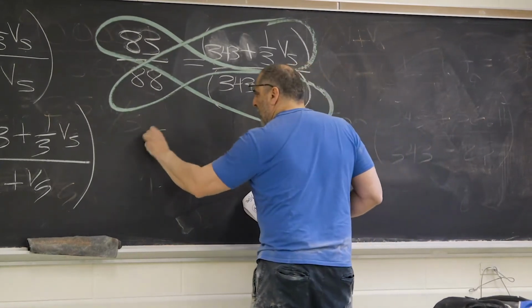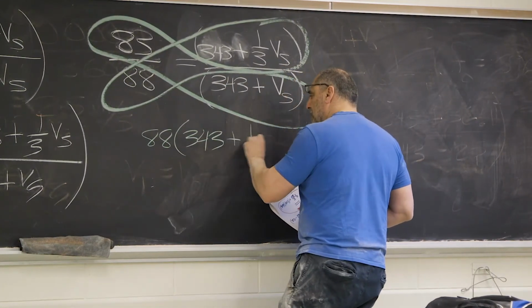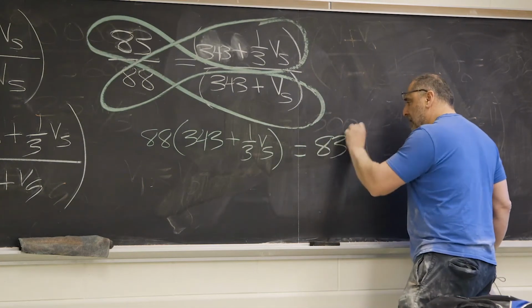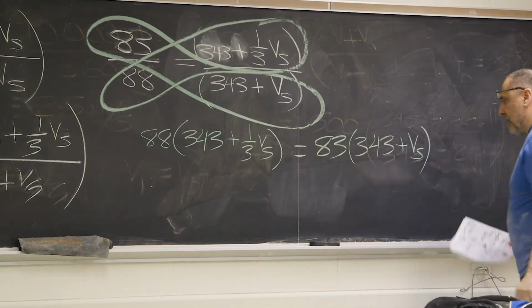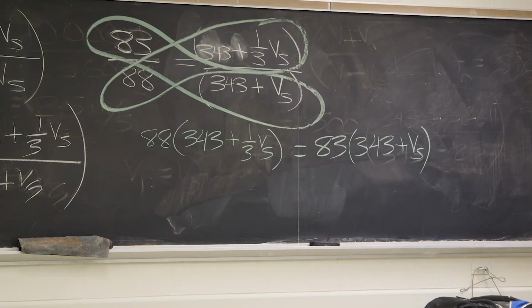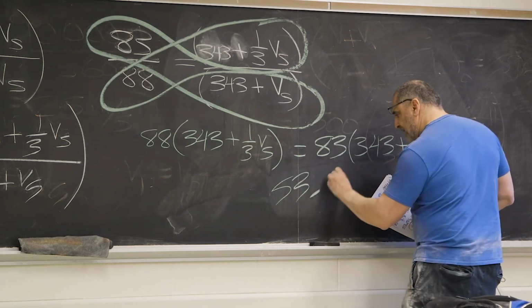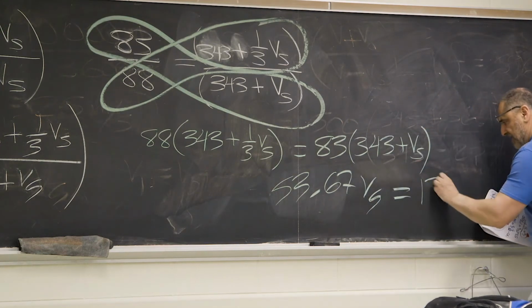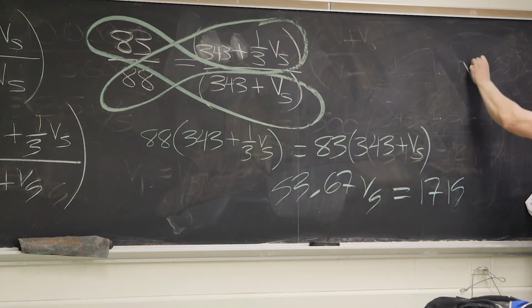Take the 88, multiply across. Take the 83, multiply across. Kick it around all kinds of ways you want to kick it around, and it's going to be 53.67 VS equals 1715. Divide by 53.67 on each side.